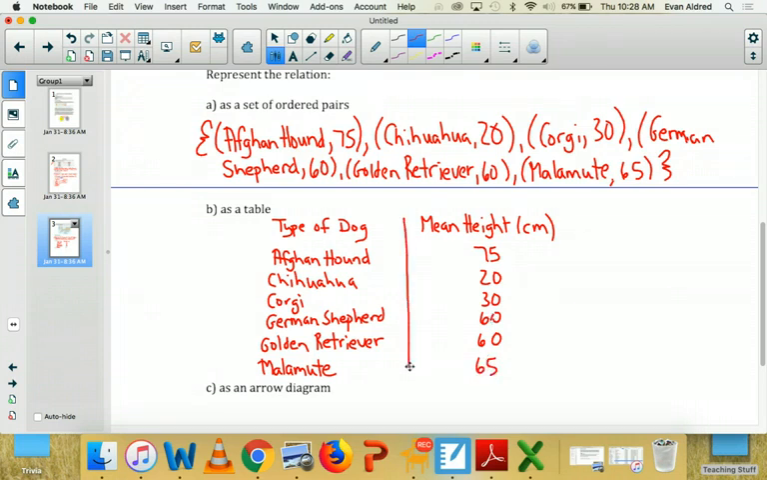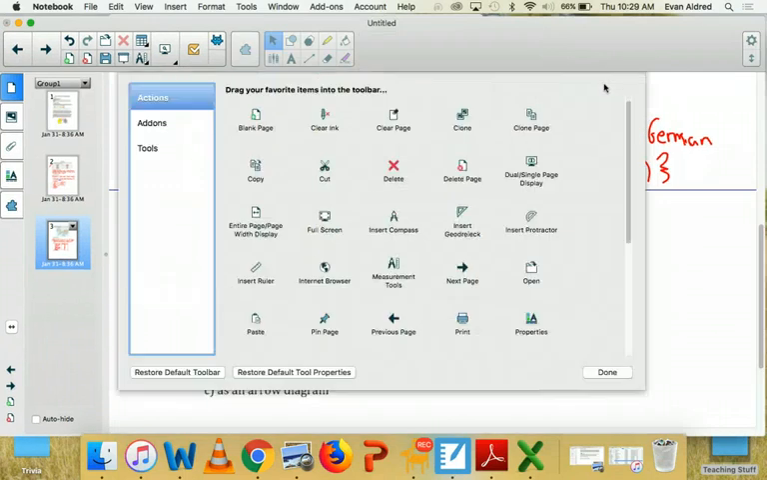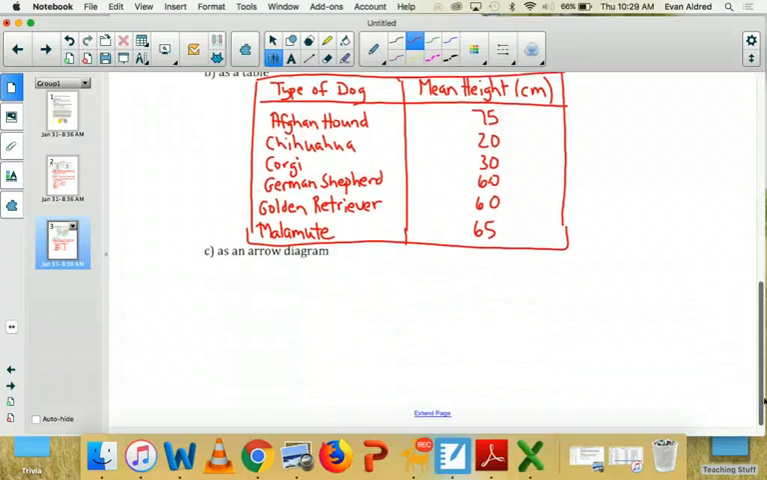And since this is a table, just draw your border. And that's that. All right, so not much to that. Obviously, just make sure that your left-hand column is alphabetized, and that each element from your right-hand column corresponds to the correct element from your left-hand column. So the last thing that we're looking at is an arrow diagram.